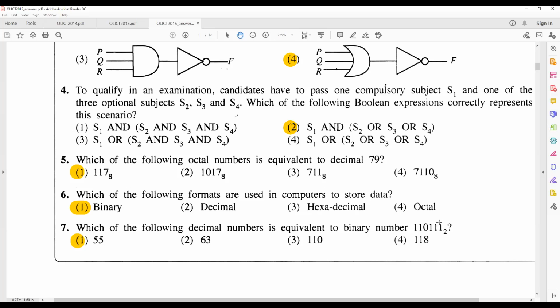Which of the following decimal numbers is equal to the binary number given? Yes, we have 1, 2, 4, 8, 16, 32. When you have numbers like this, you can easily get the answer. When you have 32 and 31, so this is 63. Subtract this 8, so you will get 55.